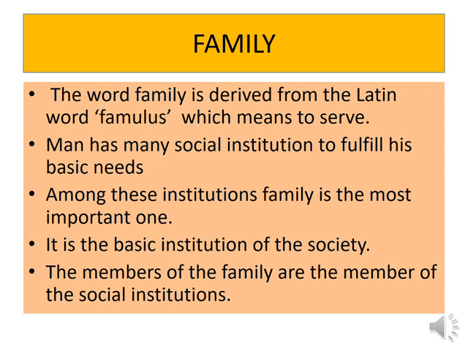The word family is derived from a Latin word famulus, which means to serve. So here we understand that man is a social being and there are many institutions which help in the development of the society. The man has formed many institutions to fulfill his basic need. Among these institutions, family is the most important one. Though family is a small institution, it is a basic institution of the society.